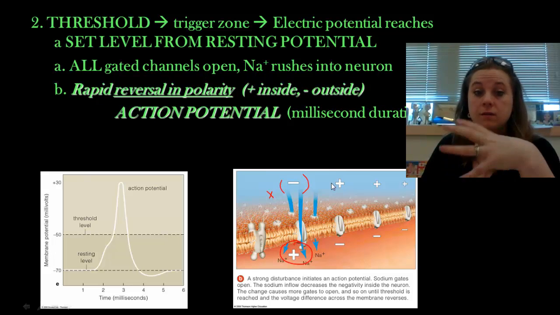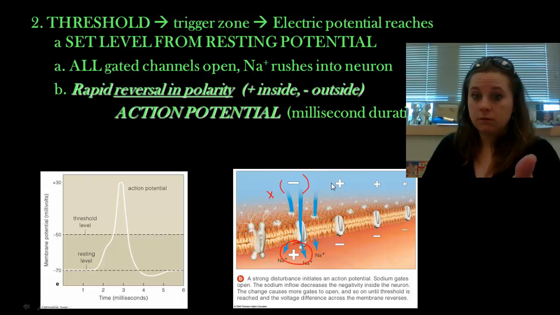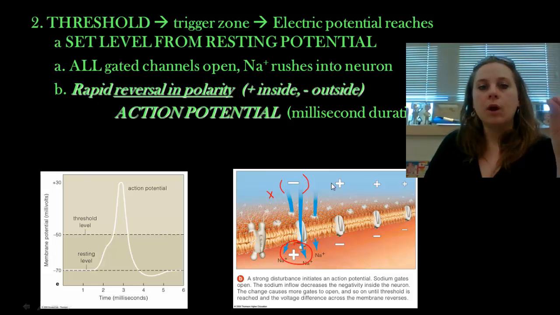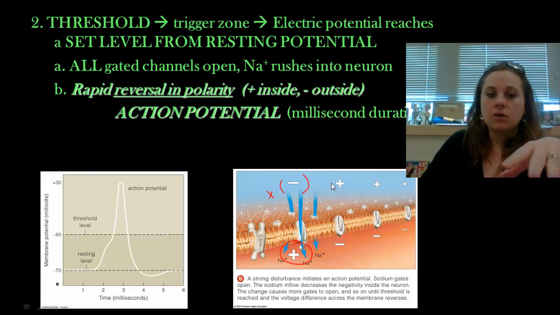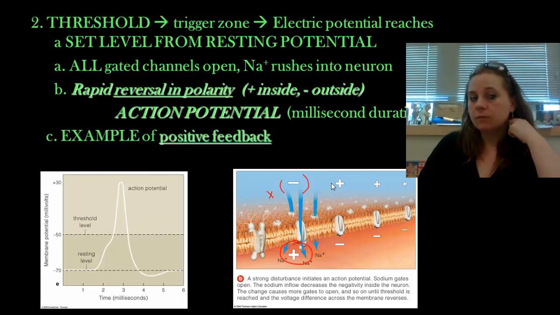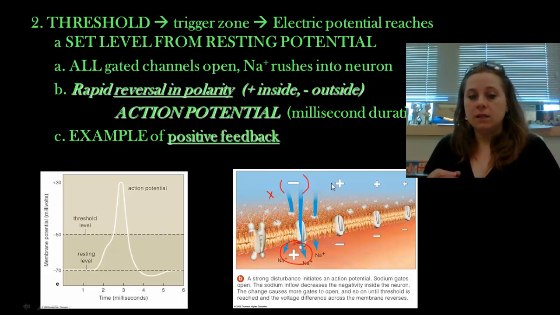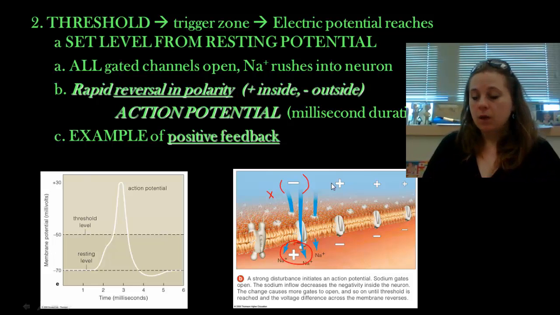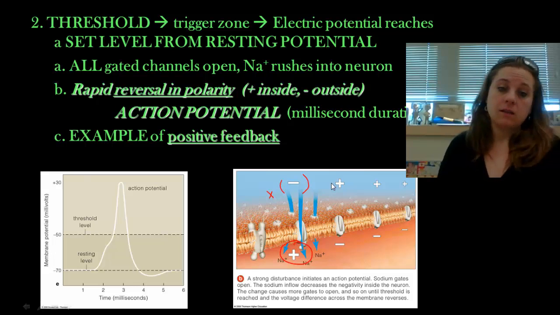That causes this reversal of polarity. And think of how long it's taking me to explain this. This event happens in the duration of a millisecond. So all of these channels open, and as soon as that happens, this idea is positive feedback. I am pushing something away from rest, away from the norm, to elicit a response. And eventually I'm going to have to reset it. That's the idea of that positive feedback.